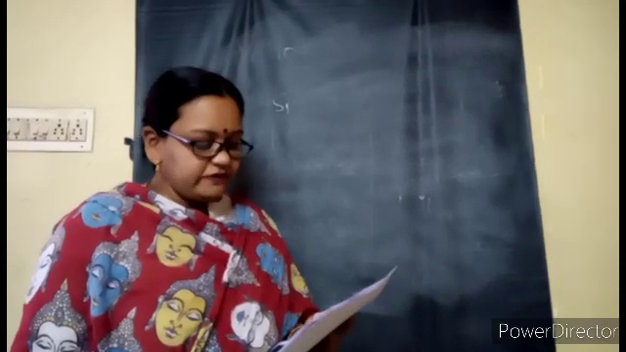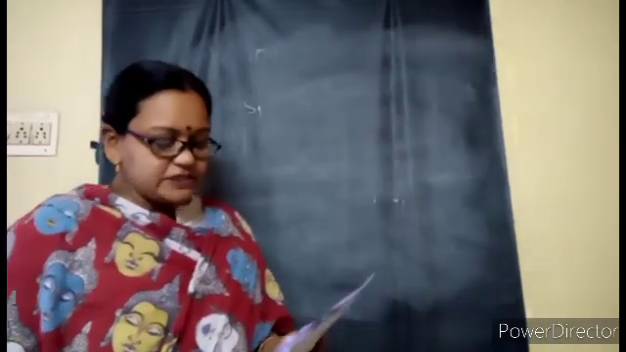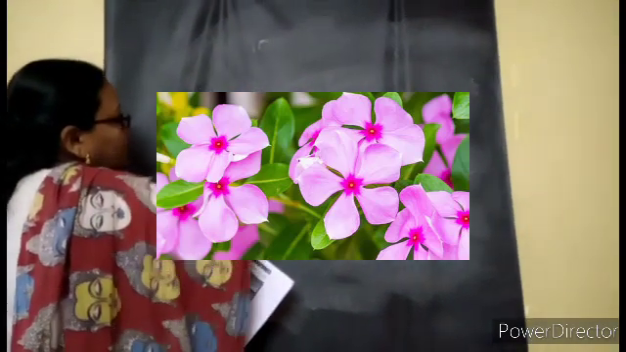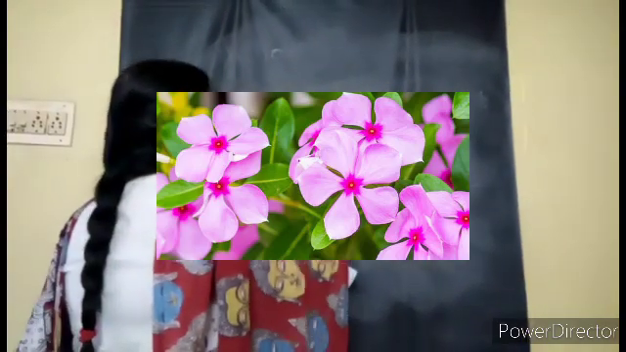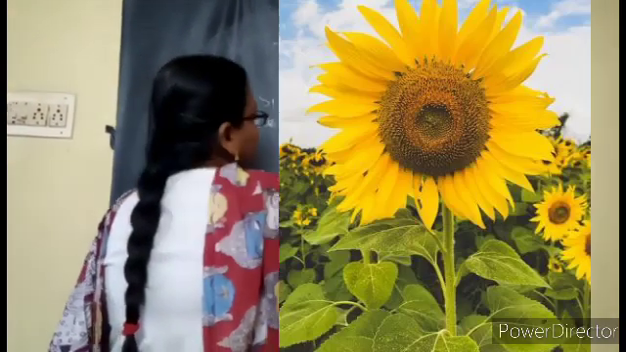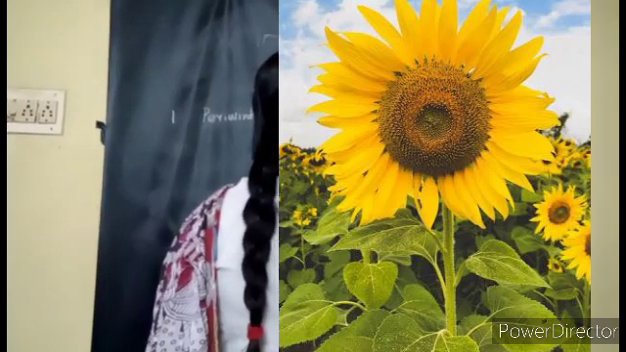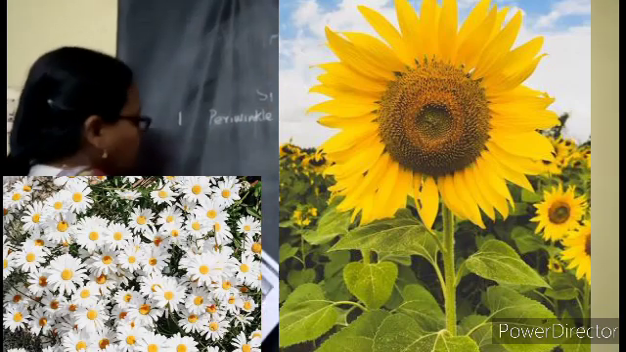See, the first flower is the periwinkle. Then the second, you can name them, periwinkle. Above that you can write. Next is a sunflower. Then you have the daisy. Then the rose.